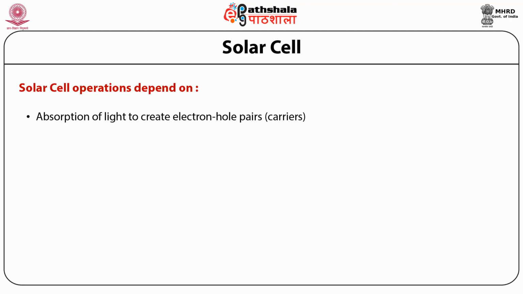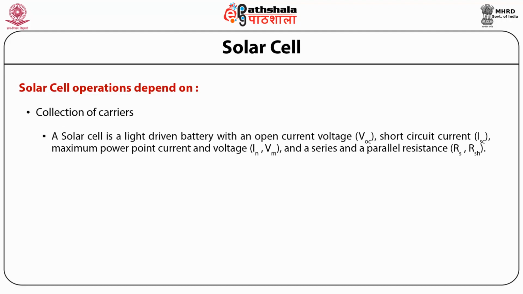The next criteria on which solar cell operation depends is the diffusion of carriers. Then thirdly, it depends on separation of electrons and holes. Then next, it depends on collection of carriers. A solar cell is a light driven battery with an open circuit voltage and a short circuit current, maximum power point current and voltage, and a series and a parallel resistance.